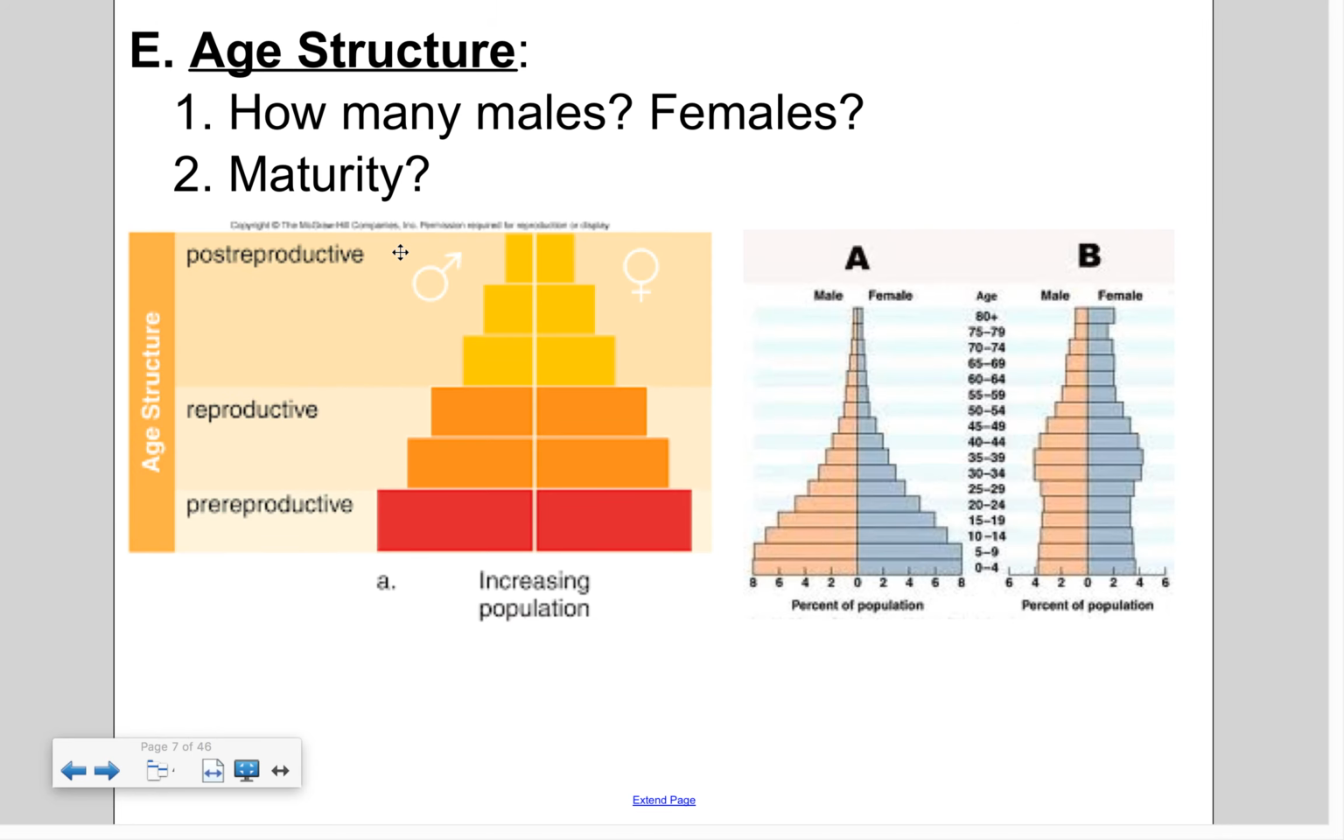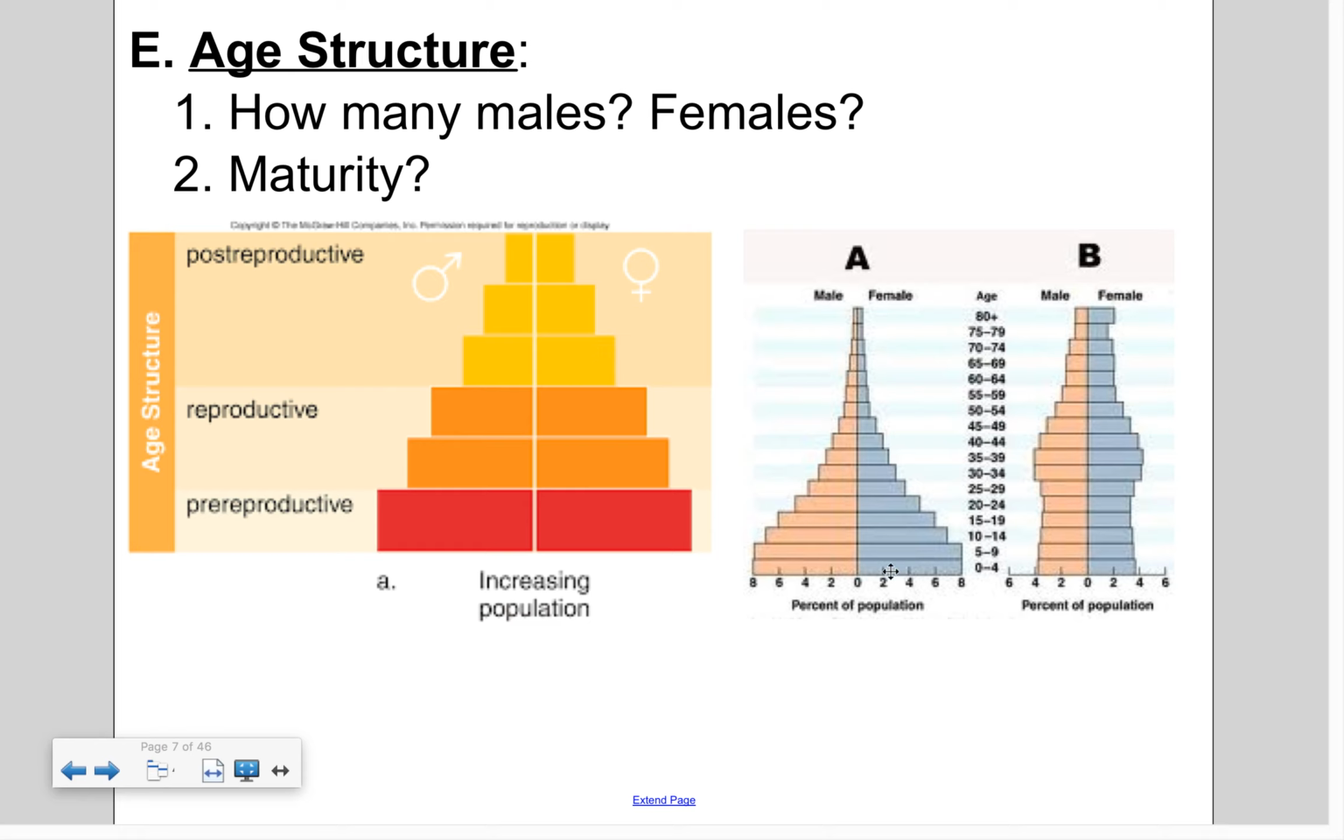All right, another facet, if you will, to studying populations is its age structure. How many males, how many females? So this is an age structure diagram where on the left-hand side we have males and the right-hand side is females. And then they look at maturity. So a lot of times the base is like youngins, pre-reproductive, and then this is those that have reached maturity where they can reproduce, and then post-reproductive would be like elderly if you're just talking about humans.